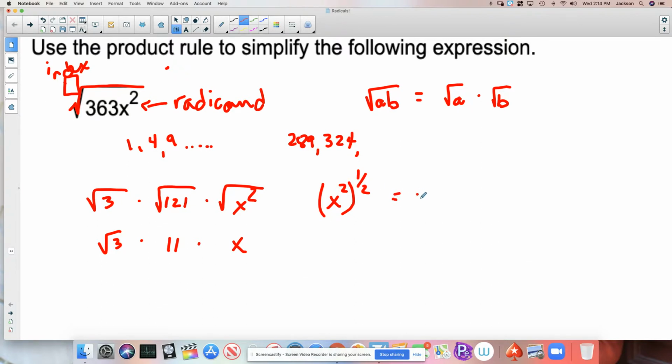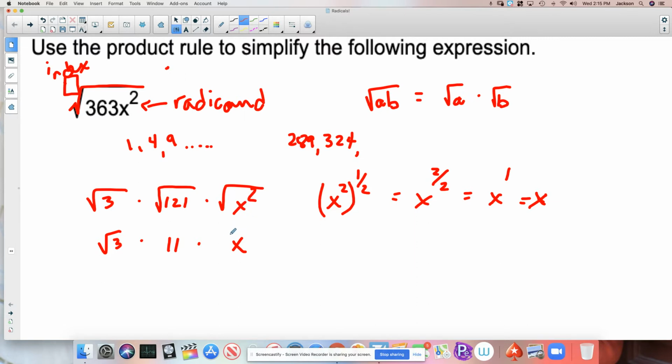So this becomes x to the 2 over 2 power, which is just x to the first, which is x. So this is a really long-winded explanation of why the square root of x squared is equal to x.